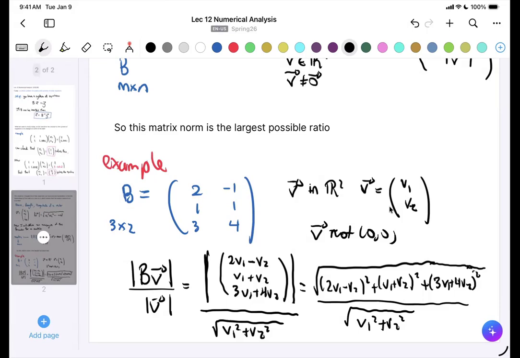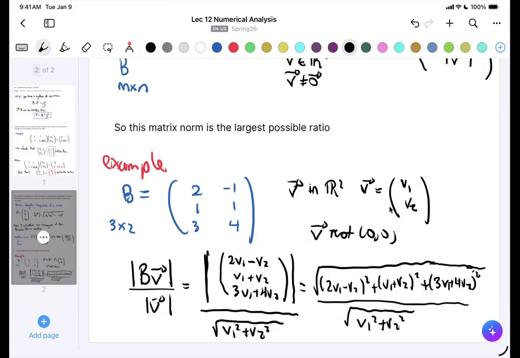The two variables are just here, v1 and v2. So I'm just saying you could try to find its max. I will tell you in a moment why there's always a max. This always will have a maximum, an absolute maximum actually. And whatever the absolute maximum is, that's called the matrix norm.